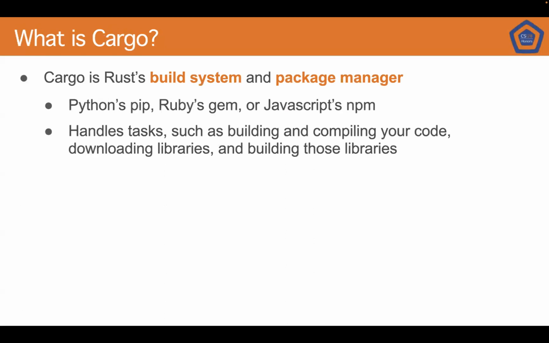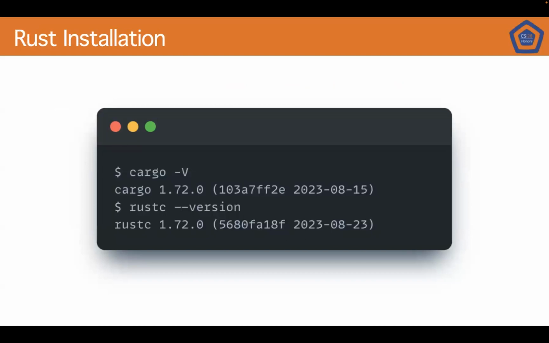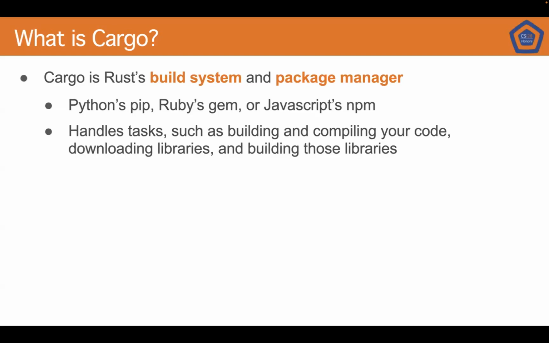Okay, great. So now I'm assuming you have Rust installed and you're ready to go. But before we dive into creating your first project, let's talk about one of the tools you installed alongside Rust. As you might have seen in the previous slide, you installed something called Cargo. Cargo is Rust's build system and package manager. You can interact with it through the command line, and it handles tasks such as interacting with the Rust compiler and downloading and building libraries your project depends on.